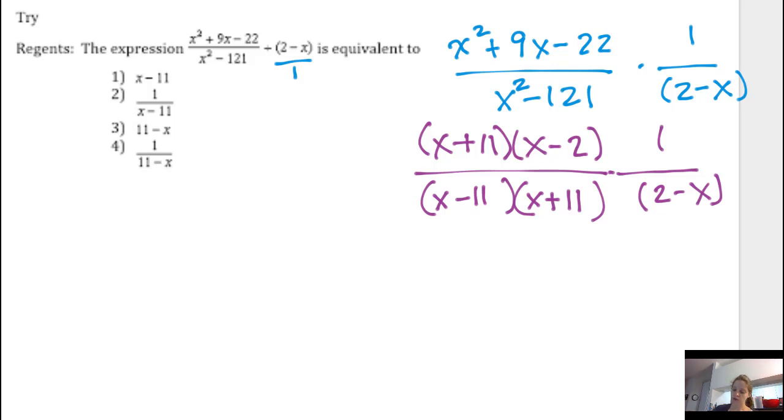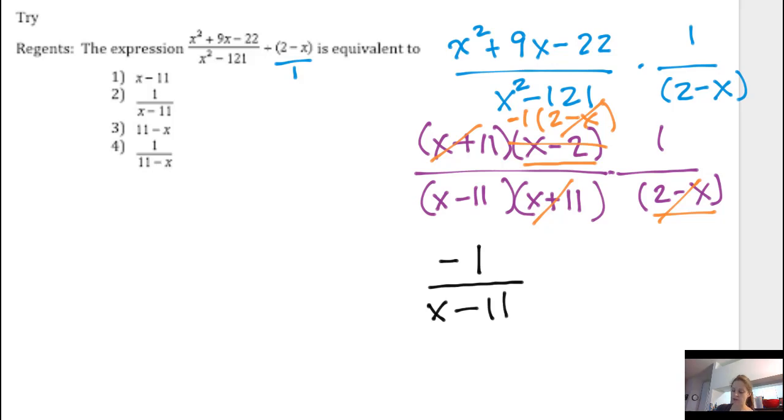Now it's time to divide out common factors. X minus 2 and 2 minus x are very similar. I can make the numerator look like the denominator by rewriting this as negative 1 times 2 minus x. And now I can divide out this common factor of 2 minus x. What I am left with is minus 1 over x minus 11, so negative 1 over x minus 11.